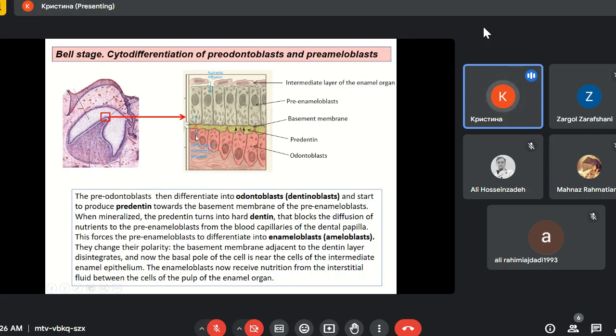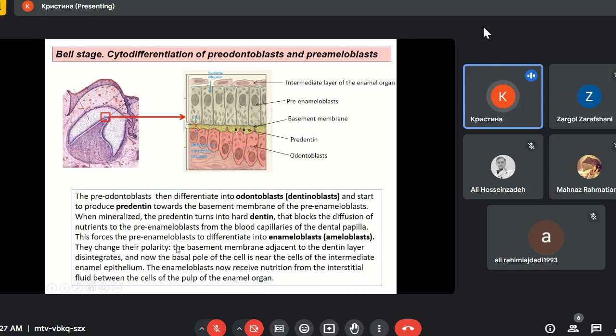And now the diffusion of the nutrients to the cells of the enamel organ is blocked because of the hard dentin produced here. Now the cells of the inner epithelium of the enamel organ cannot receive the nutrients and oxygen from the blood vessels of the dental papilla, and it forces them to differentiate into pre-ameloblasts and then into ameloblasts.